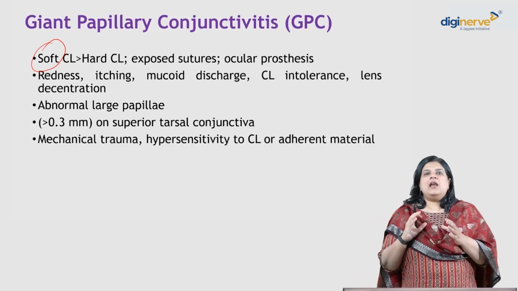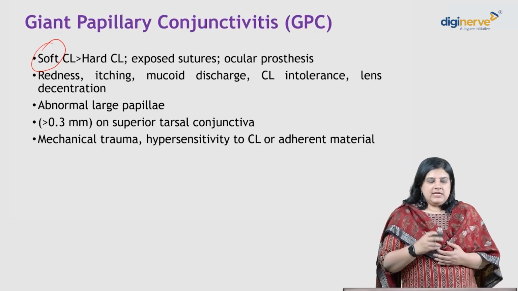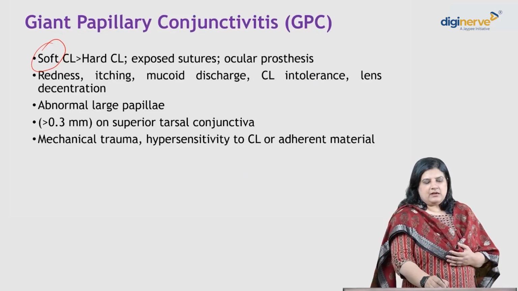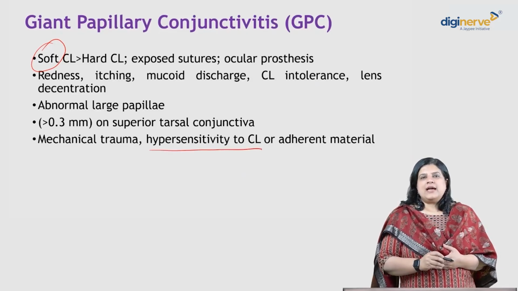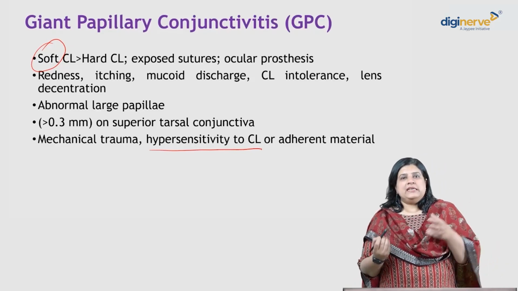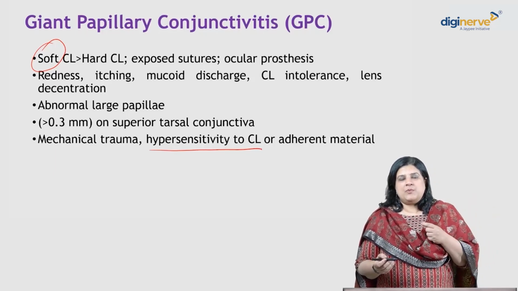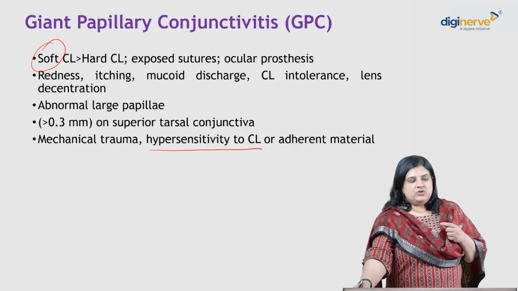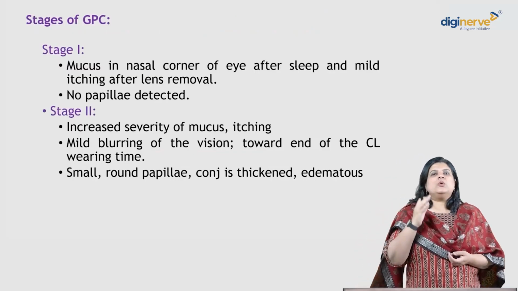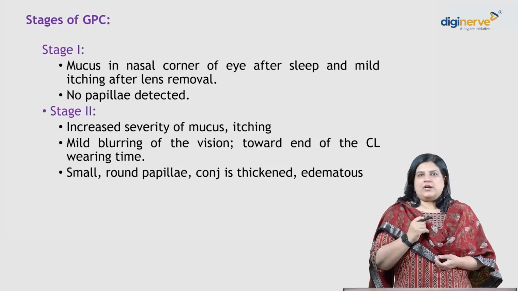If abnormally large papillae are seen, the drops are usually unlikely to help. These are more than 0.3 millimeters in size, and there can be a hypersensitivity to the contact lens material, or if the contact lenses are old, or if the contact lens cleaning solution is old and the patient is not cleaning their contact lens properly, it can result in giant papillary conjunctivitis. So there are several stages to it. It's a good idea to understand which stage you are dealing with so that you can tailor-make your treatment accordingly.